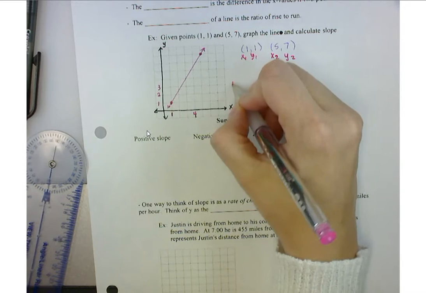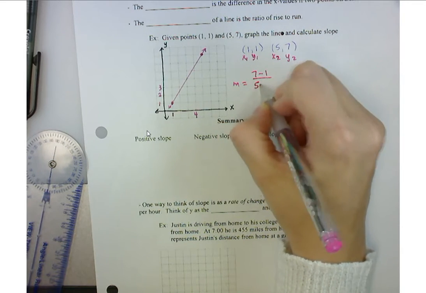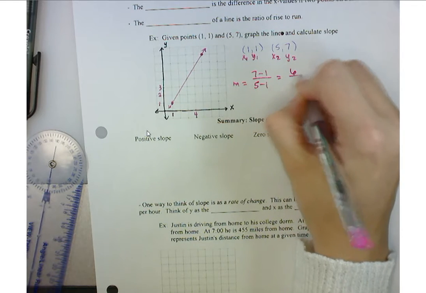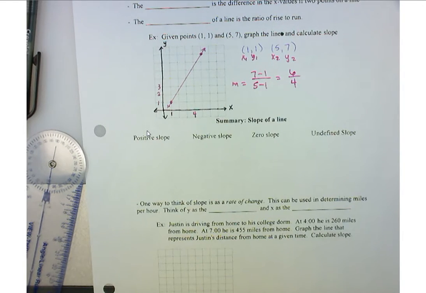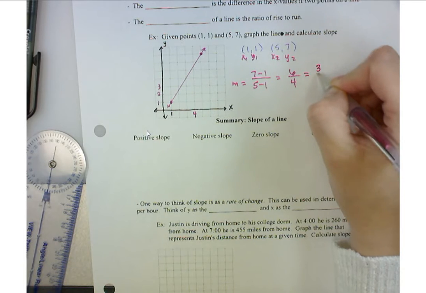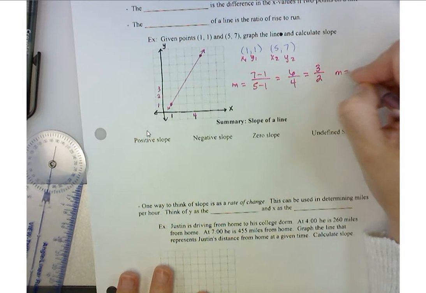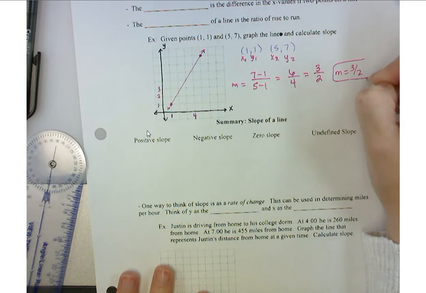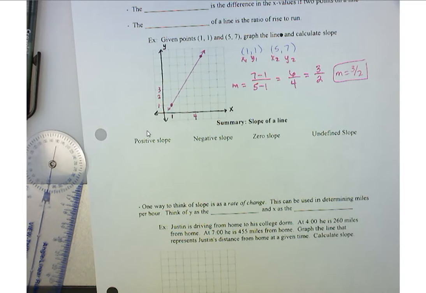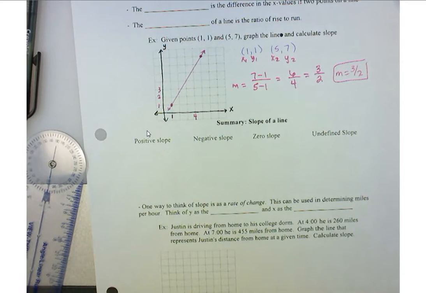So to find your slope, you're going to do 7 minus 1 over 5 minus 1, which would be 6 over 4, and then you have to reduce. So what goes into both 6 and 4? 2. So if I divide the top by 2, I get 3. If I divide 4 by 2, I get 2. So your slope is going to be 3 over 2.